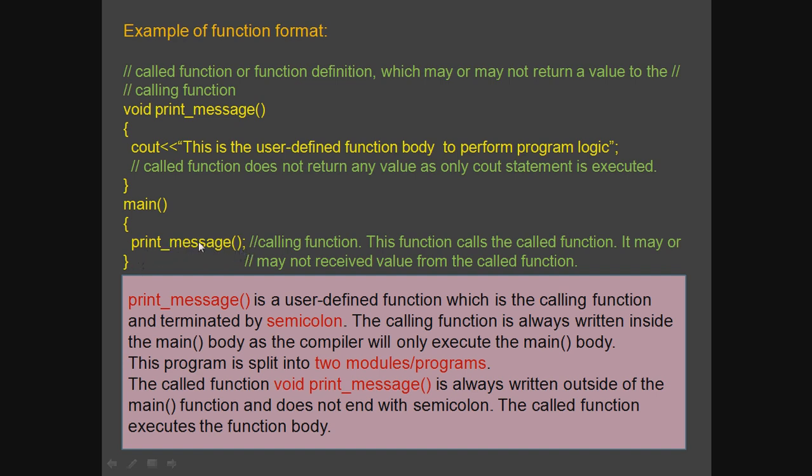So what is this calling function, what is its purpose, and why do we need to write it inside the main function? The calling function is written inside the main function because this function calls the call function. It may or may not receive values from the call function. So this function is responsible for calling this program to execute this program body. This program is given a name which is called the call function. So this is something like a phone call.